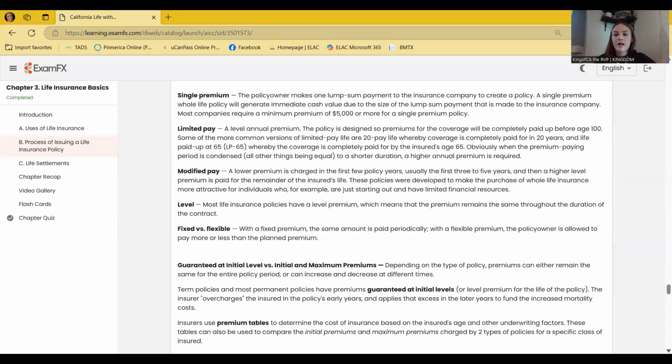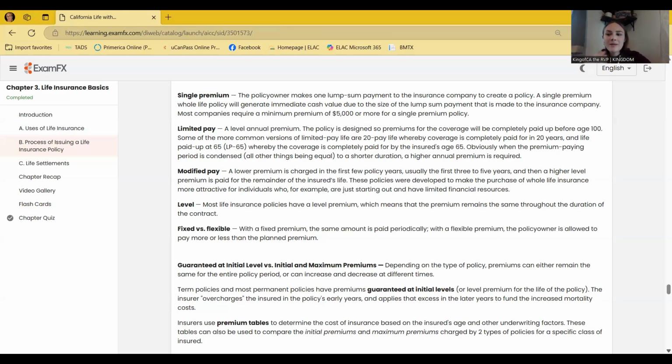So the first option when it comes to premium is going to be single premium, okay? This is when the policy owner makes one lump sum premium to create a policy. Okay, this is not very often used because if you really think about it, who has all of that money just sitting there? Not very many people, right? Let's just say I want to buy a 30-year term policy. That's a lot of money. That's thousands upon thousands upon thousands upon thousands of dollars, right?